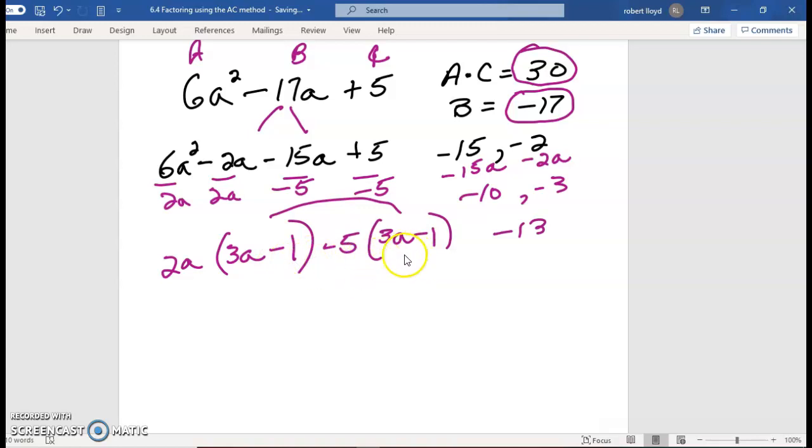So then we take those like parentheses out, and what's left goes in the second set of parentheses.